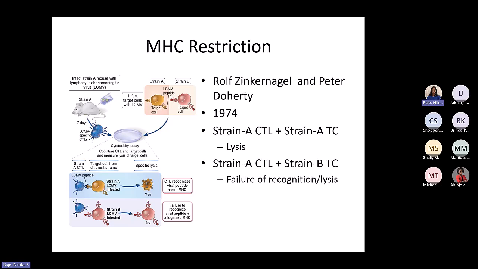What was noted is that if the CTLs had target cells from the same strain, they were able to lyse that target cell. But if the target cell came from another strain, they were not able to recognize that target cell and could not complete the lysis of that cell. The reason for this was that if the target cell has a different class of MHC, it is not able to recognize antigens presented to that CTL using MHC from another strain.